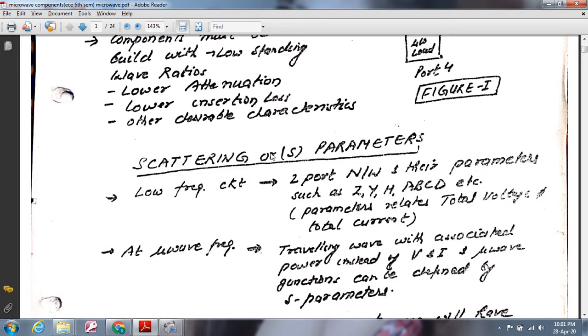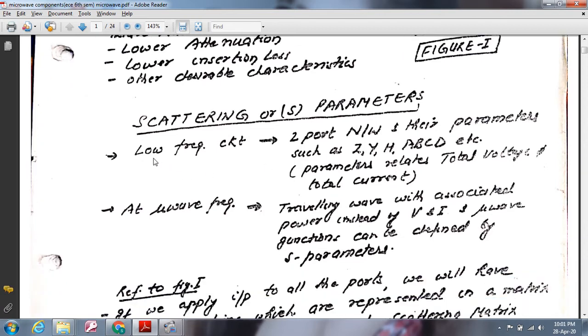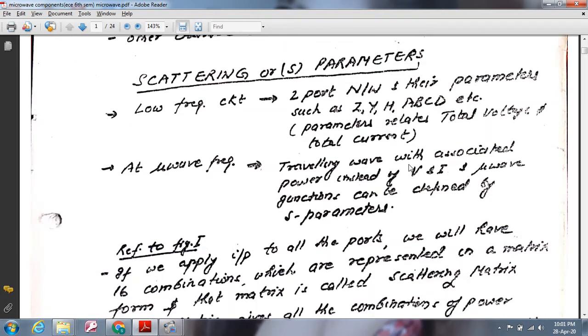Now another topic is the scattering parameters or the S parameters. As we know, for low frequency circuit, 2-port network and their parameters, we have already studied Z parameters, Y parameters, H parameters, ABCD parameters. Those parameters are for the low frequency circuits, and when we have studied in our earlier classes Z parameter or Y parameter or H parameters, those parameters relate total voltage and total current.